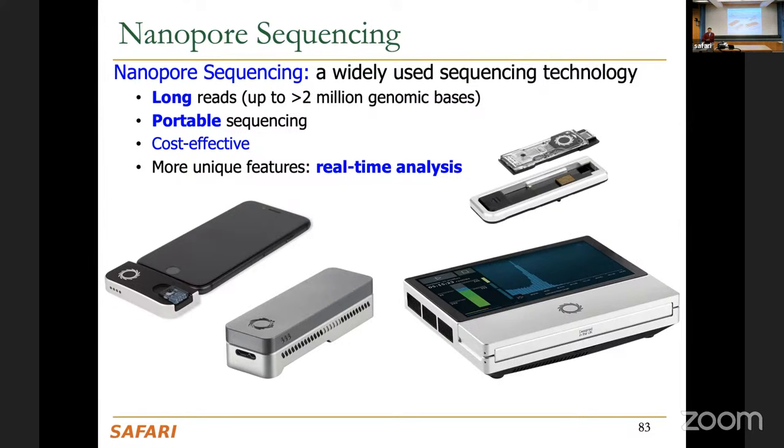Nanopore sequencing is one of the most widely used sequencing technologies. It can generate extremely long reads, up to 2 million bases in one read. To compare, the human genome is 3.2 billion bases. It also offers portable sequencing opportunities, and it is relatively cost effective. It also has unique features, such as enabling us to analyze the genome in real time and take actions in real time, which I'll explain next.